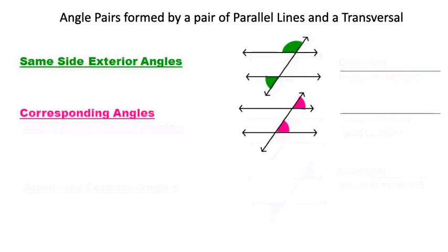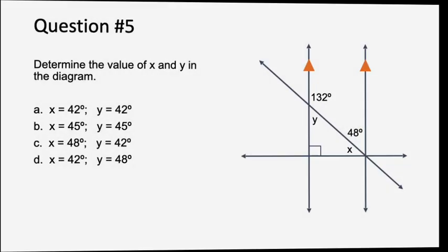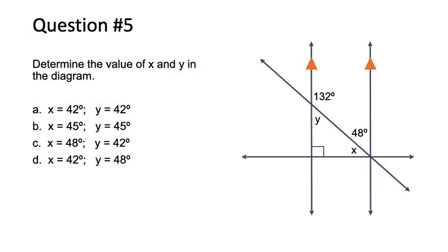We also considered the same side exterior angles. These are going to be supplementary. Their measures will add to equal 180 degrees. Corresponding angles will be congruent. And we'll look at question 5. This one says to determine the value of x and y in the diagram.